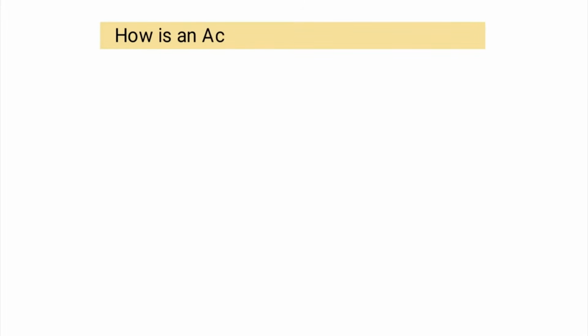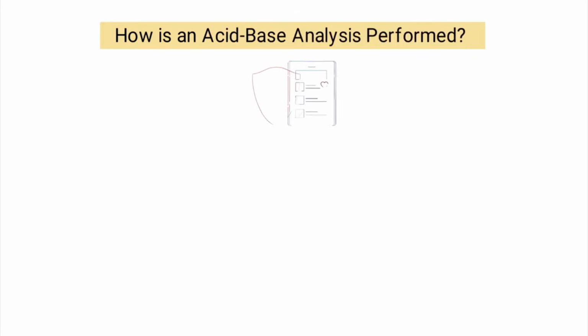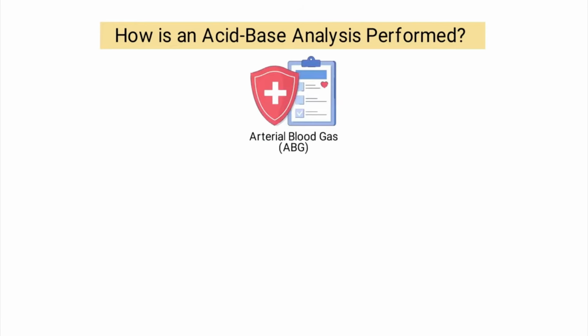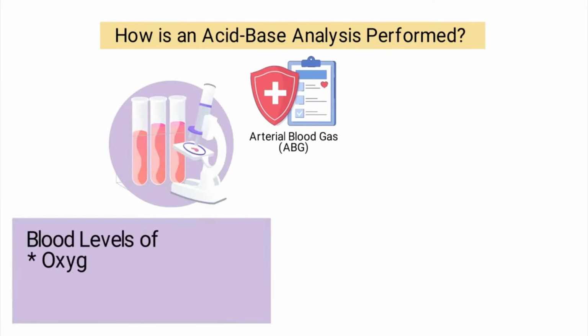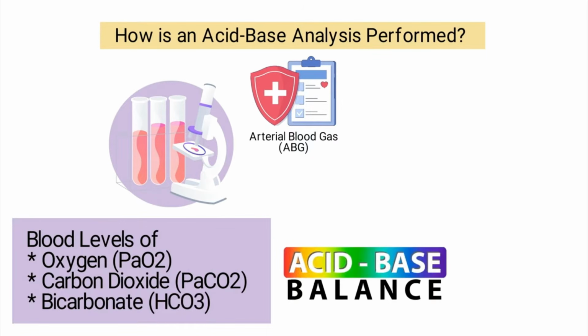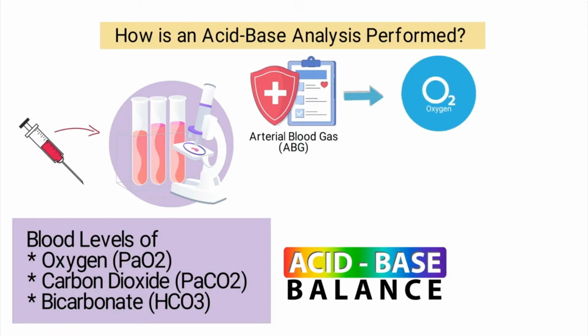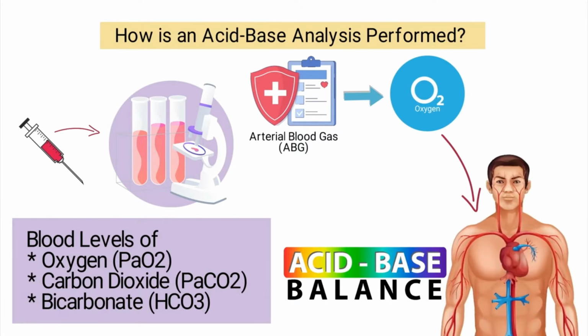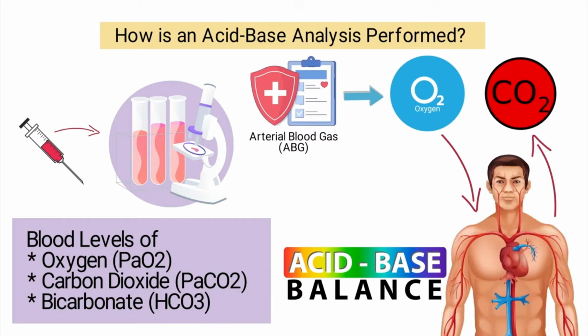So how is acid-base analysis performed? An acid-base analysis can be performed by looking at the results of an arterial blood gas, or ABG. It's a test that measures the blood levels of oxygen, carbon dioxide, bicarbonate, and acid-base balance in the body. A sample of blood is collected from a syringe, and the results are used to assess how well oxygen is being distributed throughout the body. It also looks at how well carbon dioxide is being removed.